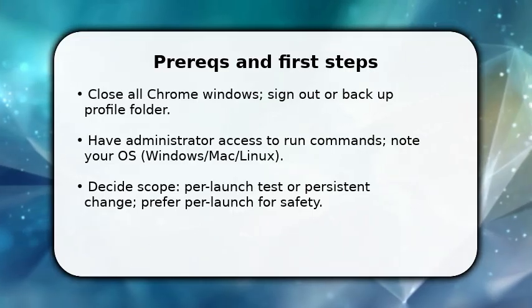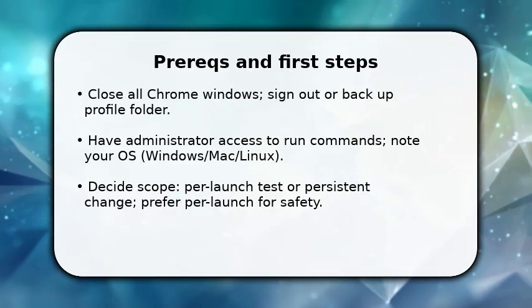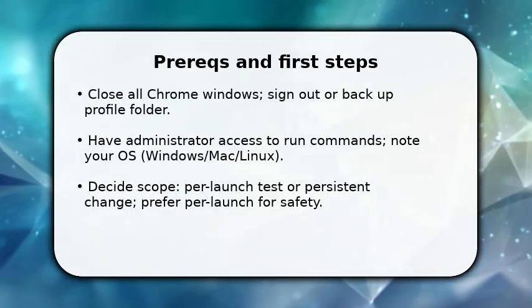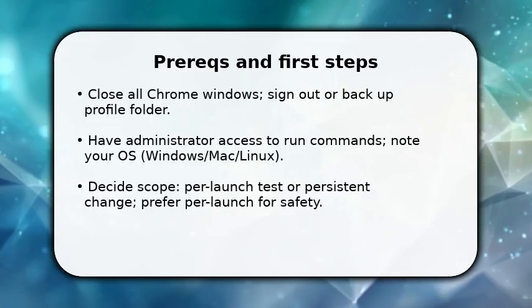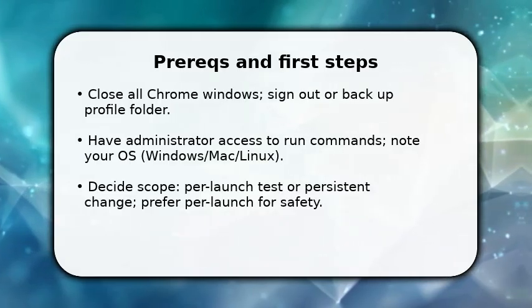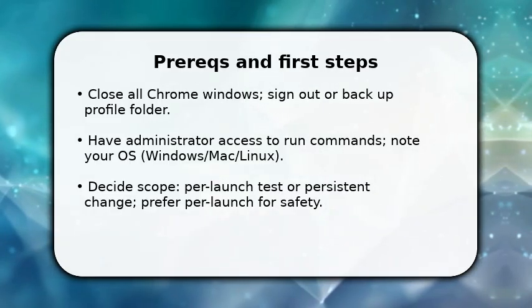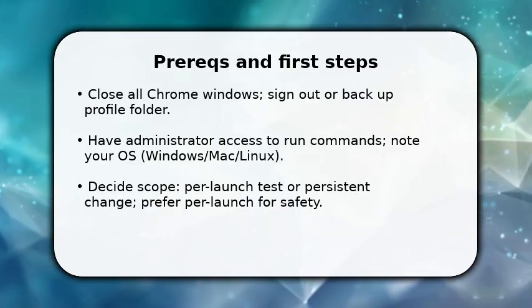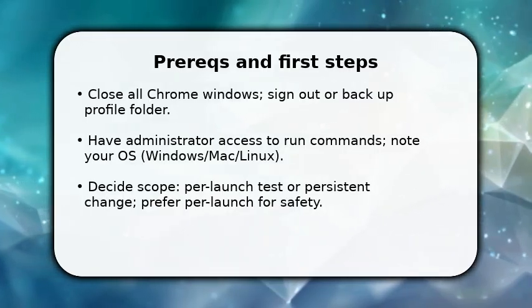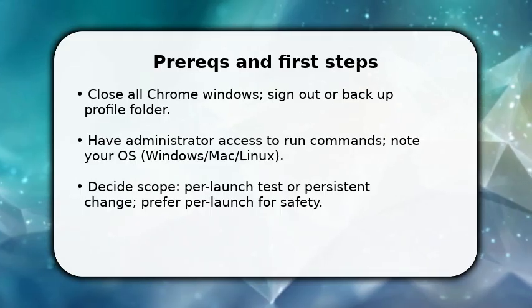You start by preparing deliberately. Close Chrome, back up your profile, and confirm you have admin rights so you can run commands. Once done, choose whether you want a temporary per-launch bypass or a persistent setting change. For immediate work, we'll use a per-launch approach. That keeps your normal profile safe.